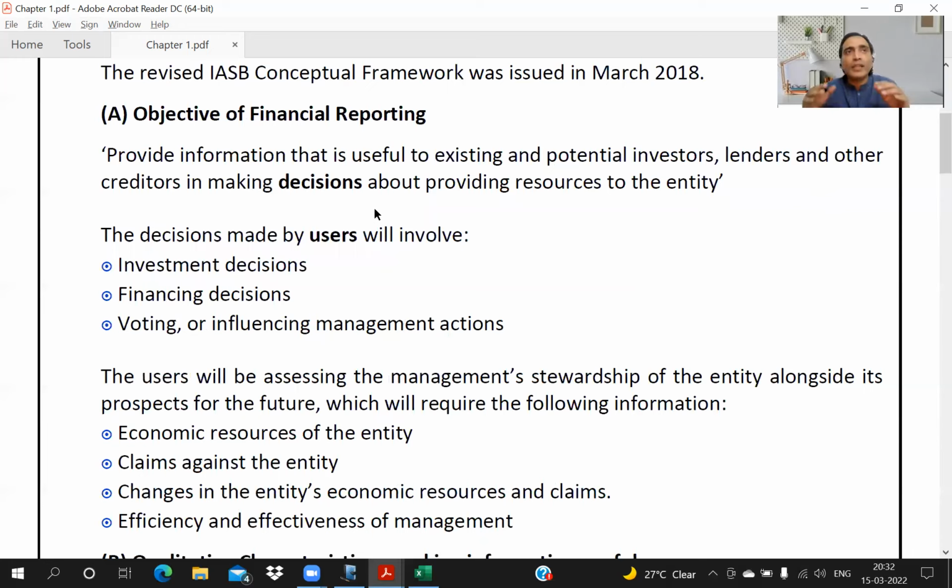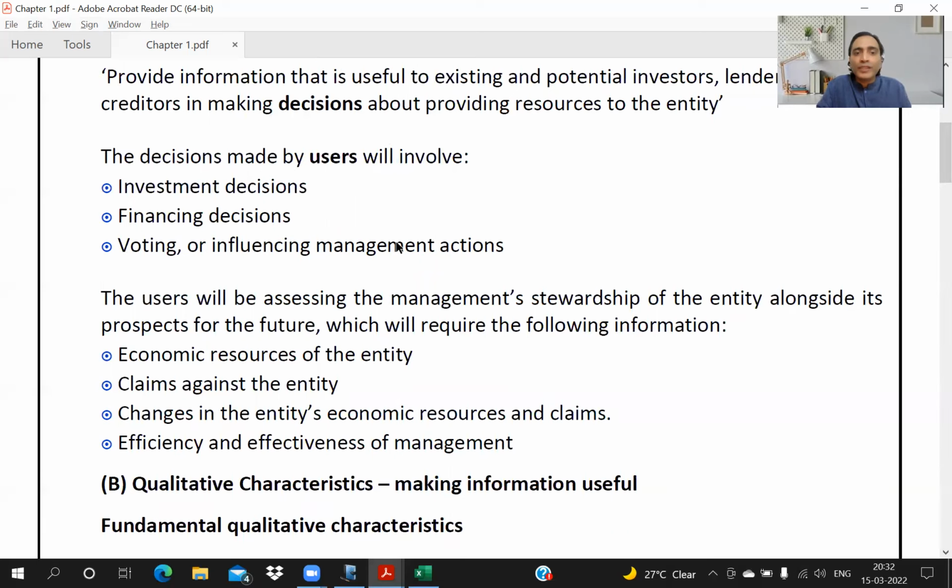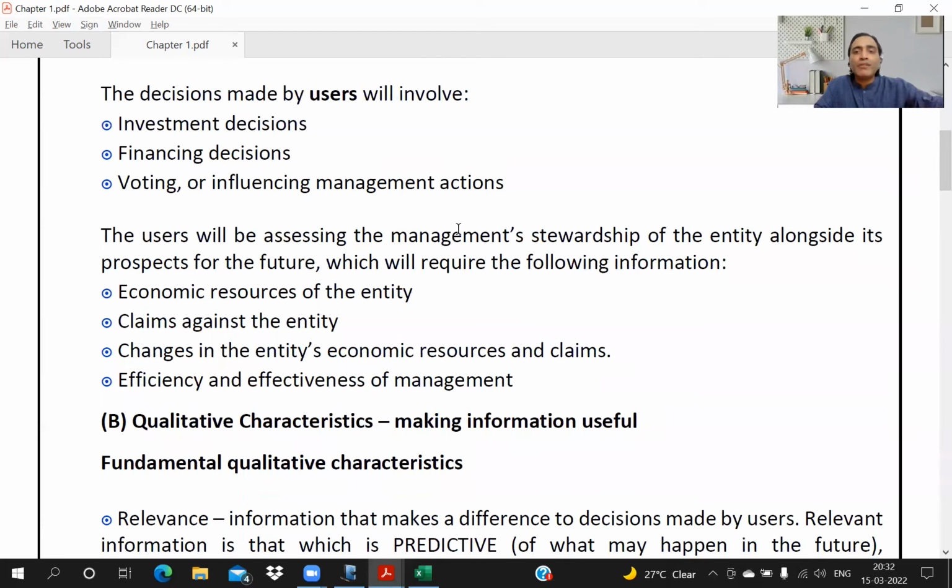So basically, in simpler words, helping people to decide whether to invest or not to invest in a particular company, or whether to transact with that company or not to transact. So the decisions made by the users will involve investment decisions, financing decisions, voting or influencing management actions, etc. So all these financial reports will help the users to decide on these three parameters. The users will be assessing the management's stewardship of the entity alongside its prospects for the future.